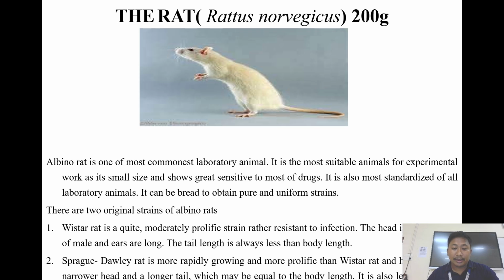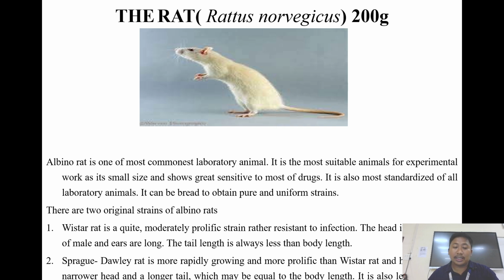So Wistar rats are very quiet, moderately prolific, and rather resistant to infection. Most of the Wistar rats are very quiet. They stay calm always, their growth rate is moderate, and they are highly resistant to infection. So most of the time, scientists choose the Wistar rat. If we see the morphology or anatomy, the head is wider in the male and the ears are long. And the tail length is always less than the body length. So this is all about the Wistar rat.